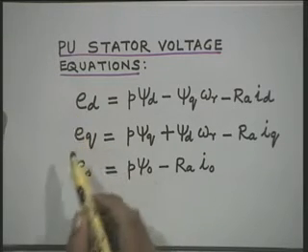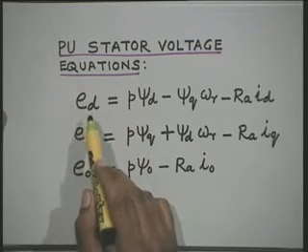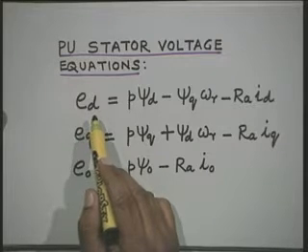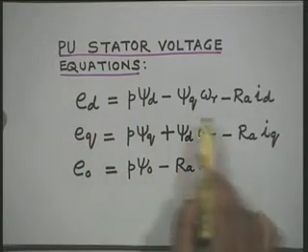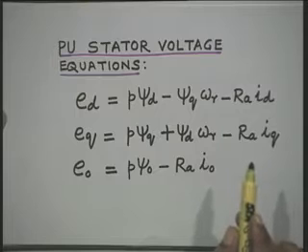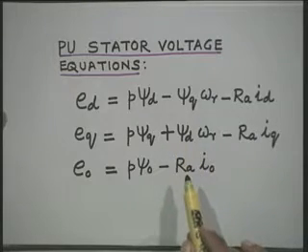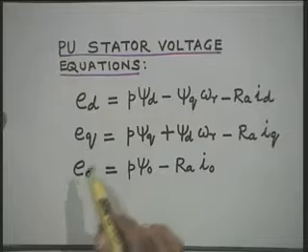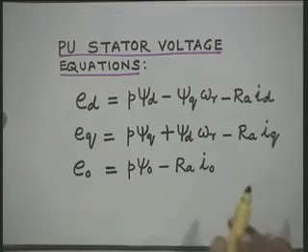These three equations represent the stator circuit equations in the dq frame, and all these terms are expressed in per unit. All the currents, flux linkages, and voltages are expressed in per unit. The time is also expressed in per unit.